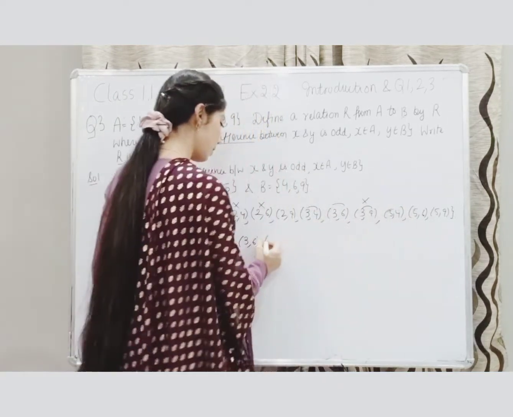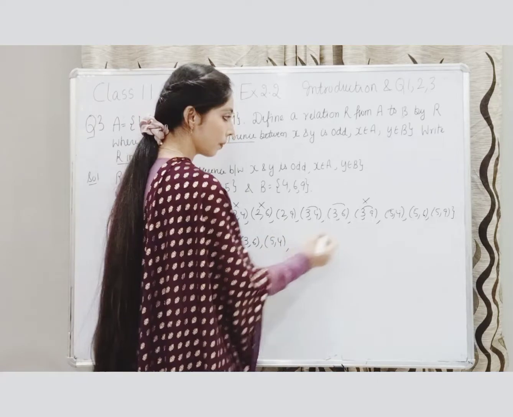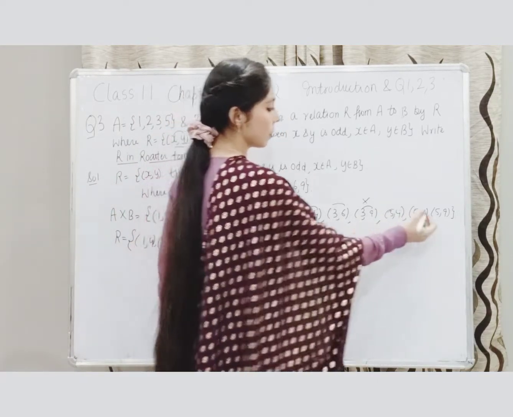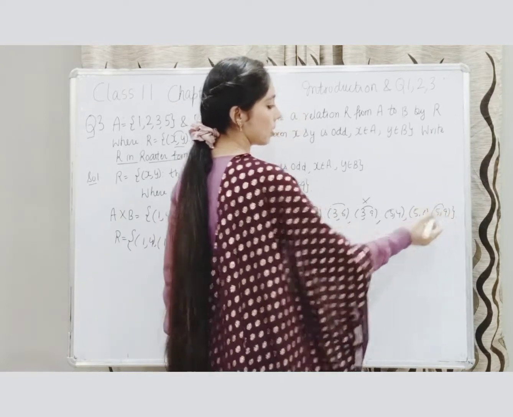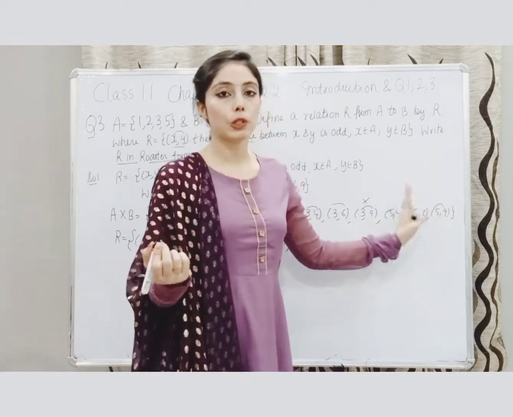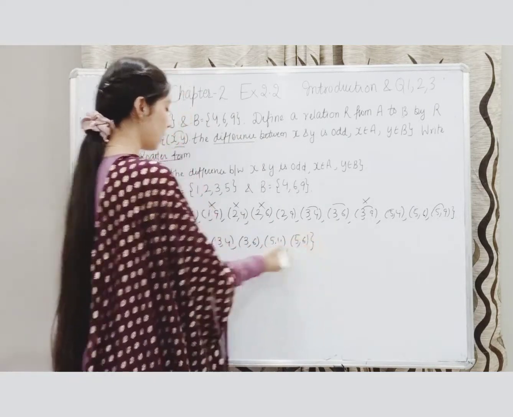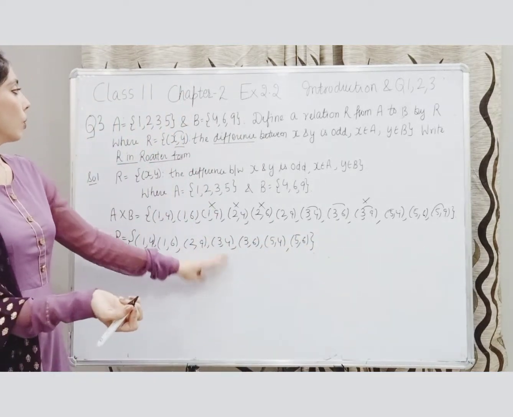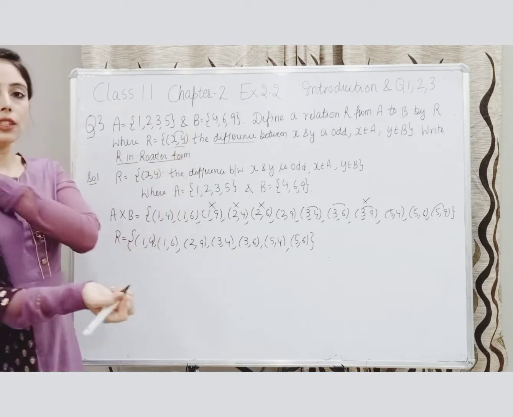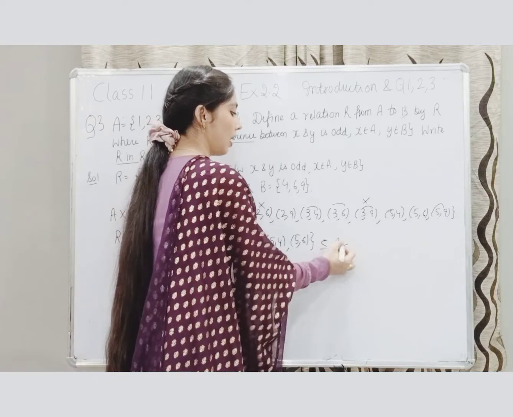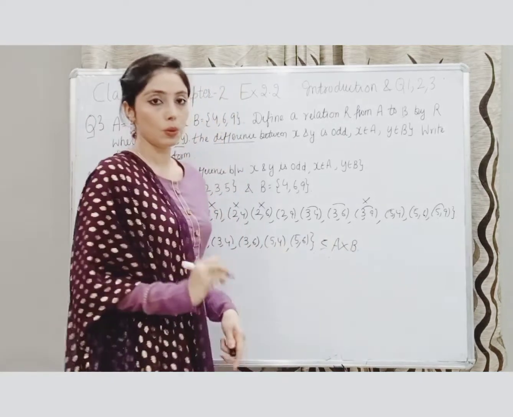5 minus 4, the difference is 1, which is odd. 6 minus 5 is 1, the difference is odd. And 9 minus 5 is 4, which is even. So this will not be in R. So this is the roster form of this relation. This is a subset of the Cartesian product of these two sets.